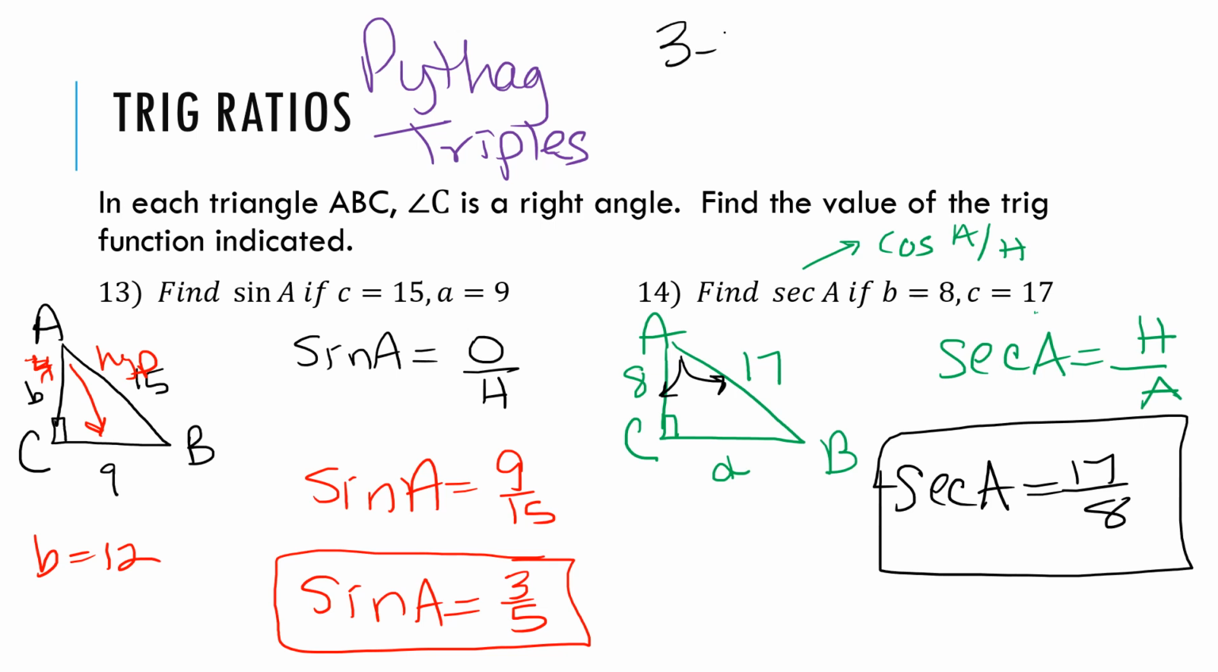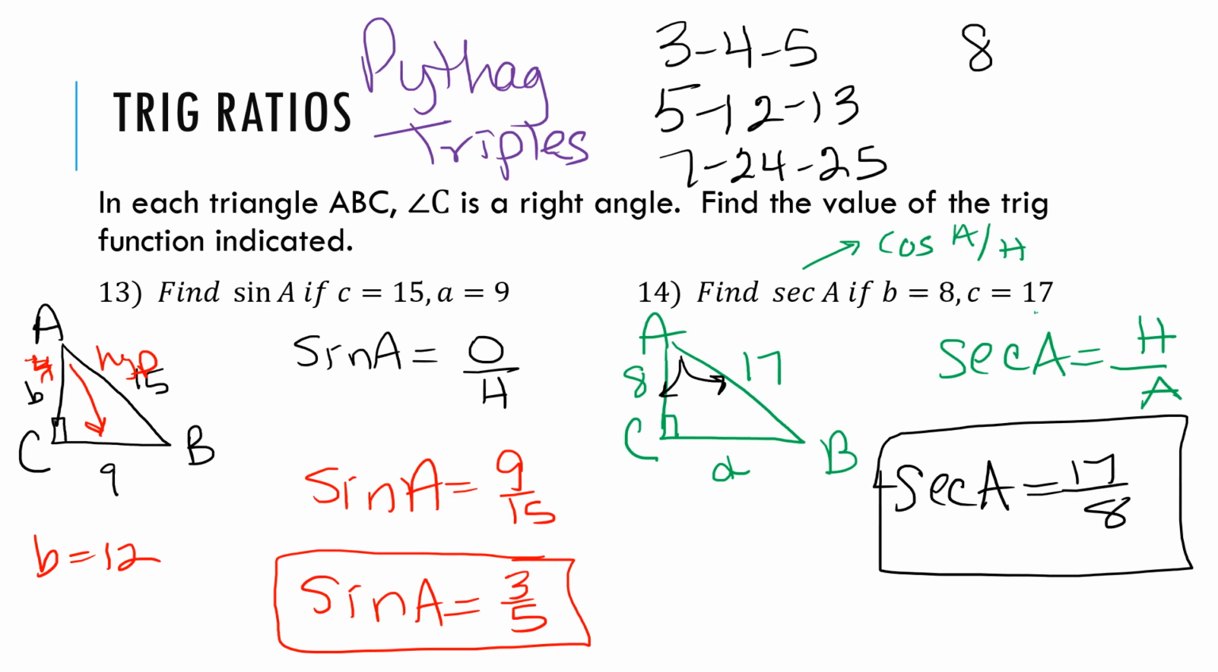So we have a 3, 4, 5 triangle. 3 squared plus 4 squared is always equal to 5 squared. Another one is a 5, 12, 13. 25 plus 144 equals 169. Two others that we use are a 7, 24, 25. 49 plus 576 does equal 625. And the last one you'll see from time to time is an 8, 15, 17. So 64 plus 225 equals 289.